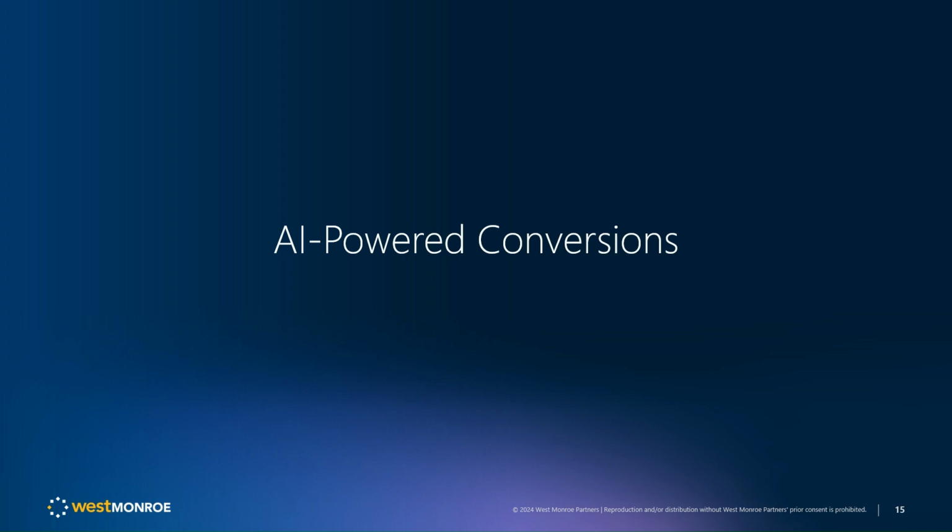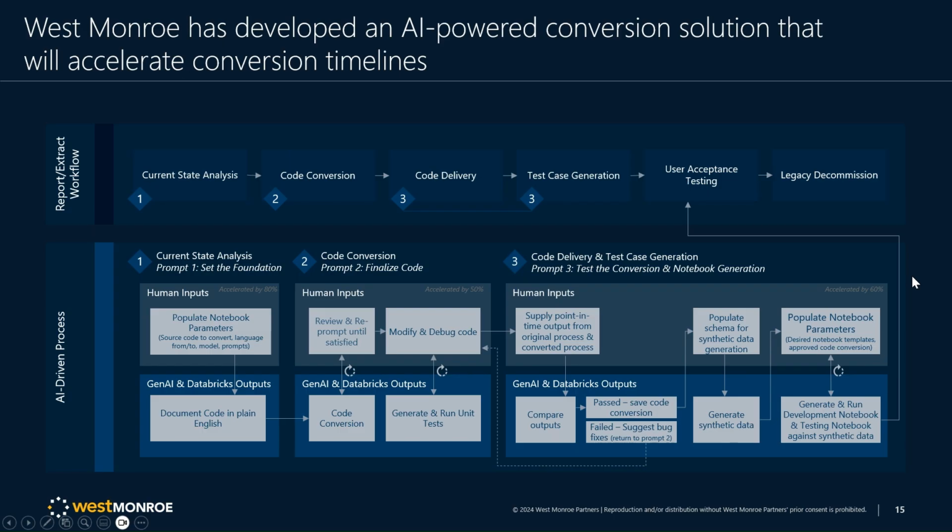West Monroe has established an AI-powered conversion approach to accelerate legacy report and extract conversion processes from SSRS and SSIS to modern technologies. We assessed each step of a typical report or extract workflow and built out a solution for 3 areas where AI could be integrated directly into the workflow to reduce time and effort required by a developer.